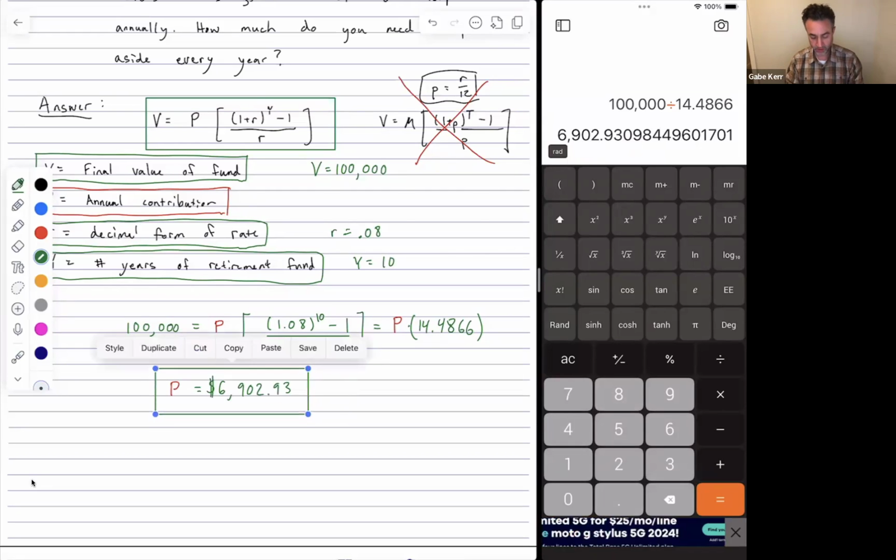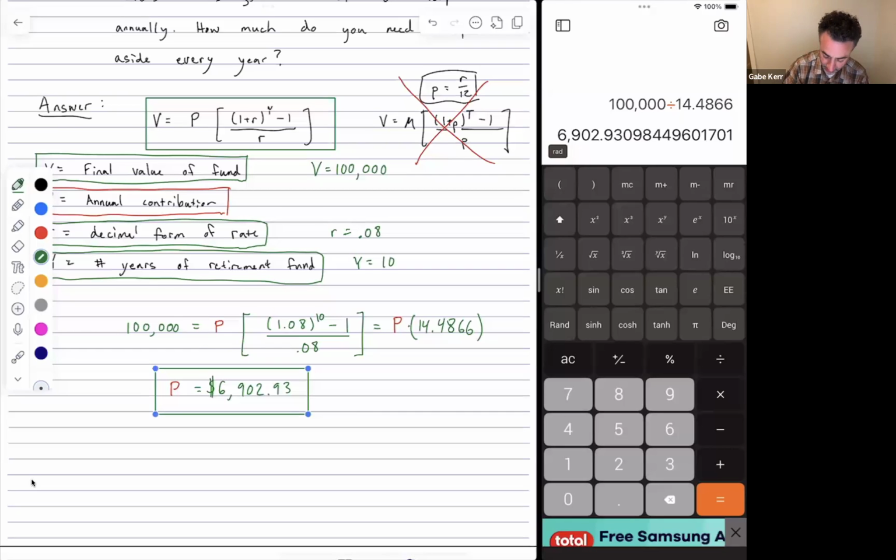Now, if you don't want to round, you don't have to make that rounding error at this stage. Back here, you can just leave it in that form and divide 100,000 by that number. But this will give you an answer that's very accurate.